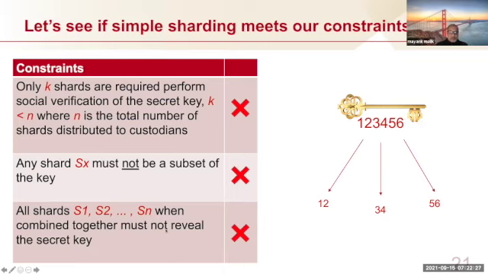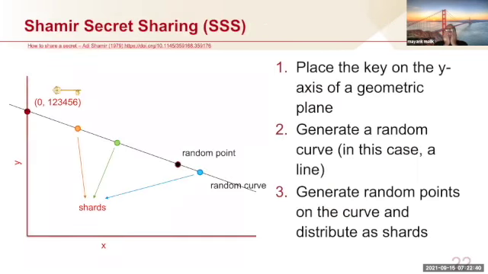And all shards, when combined together, must not reveal the key. In this case, all shards combined together do reveal the key. So in simple sharding, it is impossible to meet these constraints, any kind of simple sharding. So what we do is we implement some secret sharing, which is a mechanism to produce computational shards.